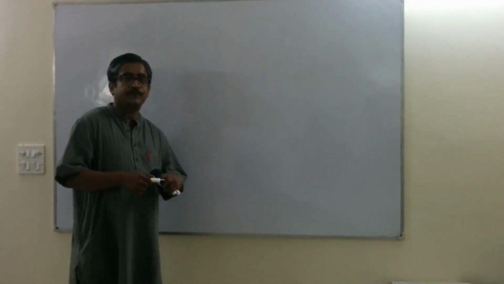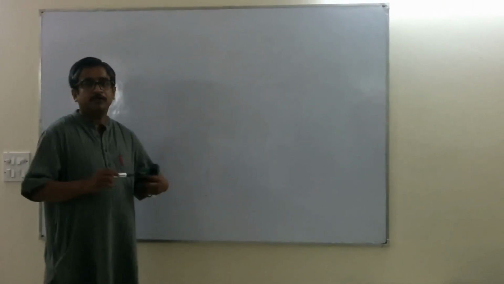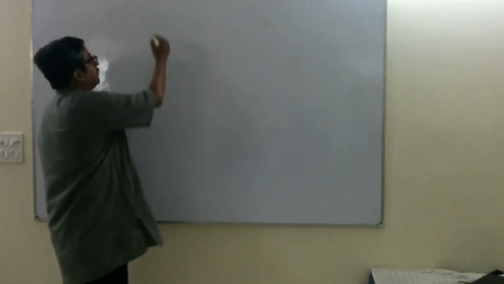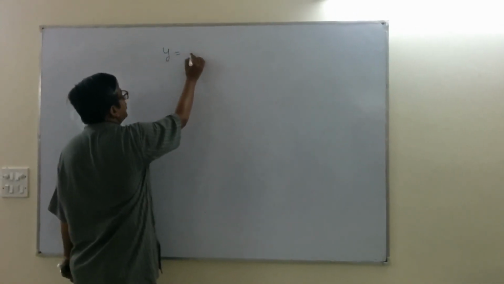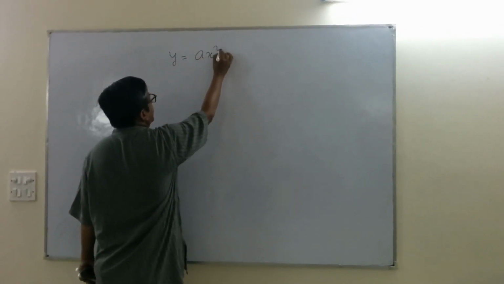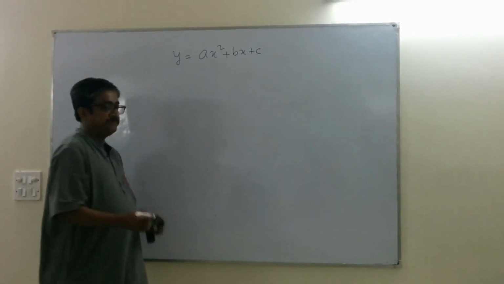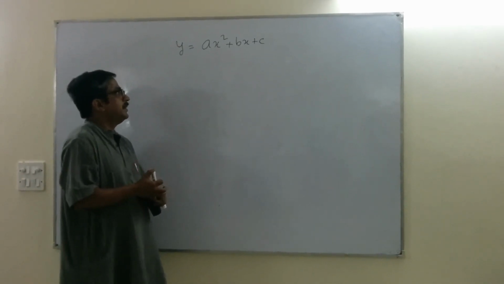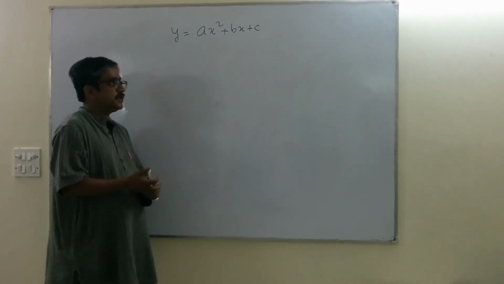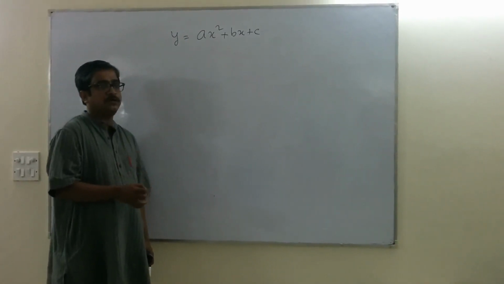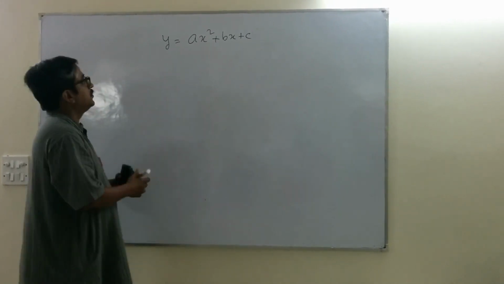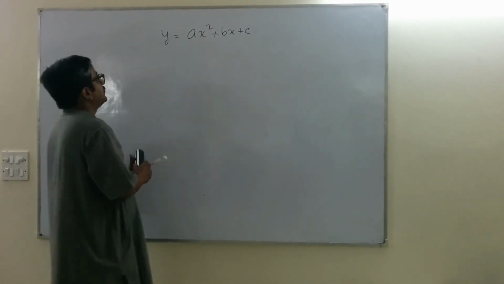In the last two videos, we were talking about parabola, coming from the quadratic equation ax square plus bx plus c. In this lecture, I am going to speak about exactly how to plot a parabola. So we'll take specific examples.